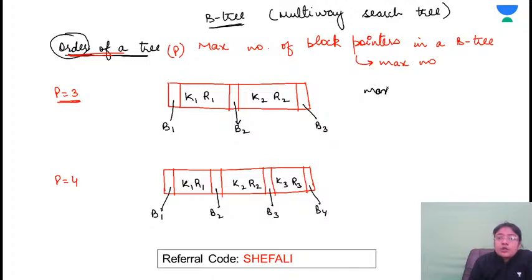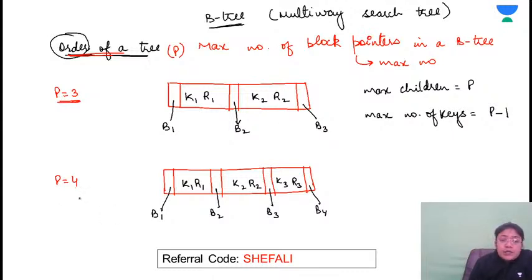So it's very much clear that if order is given, this means that it can have a maximum number of children. That is, maximum children will be equal to P. Maximum children or maximum number of block pointers is P. Then what will be the maximum number of keys that a node can hold? It will be P minus 1. If the block pointers are 3, then it can hold 2 keys. If it's 4, then it can hold 3 keys. If it's 5, it will be holding 4 keys and so on. So the maximum number of keys is P minus 1.